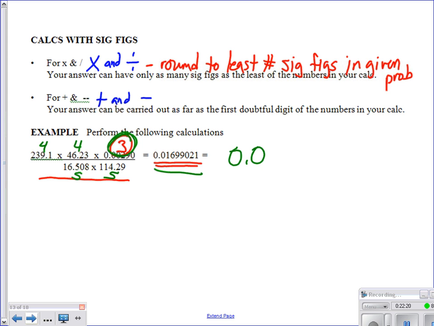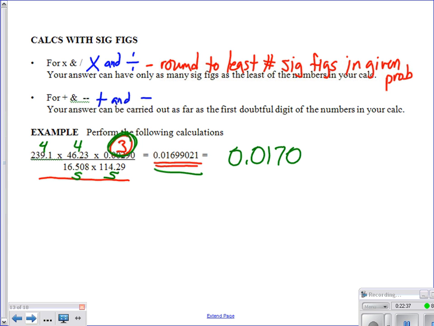0.0. Are any of those significant yet? No, those are just the placeholders. I'm just throwing those down. Now tell me, what are the 3 significant figures? 170. Okay, so that's our right answer.